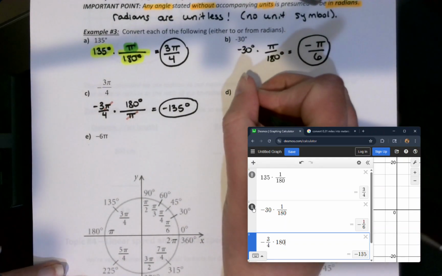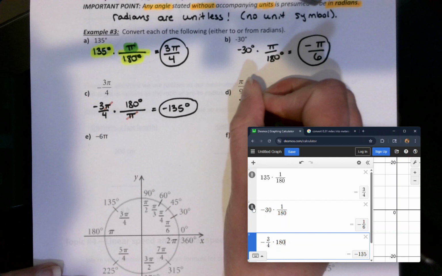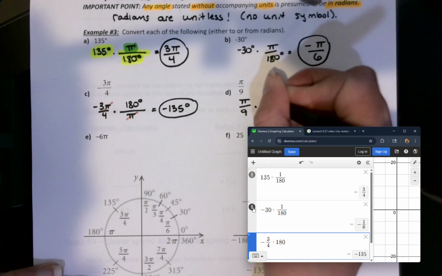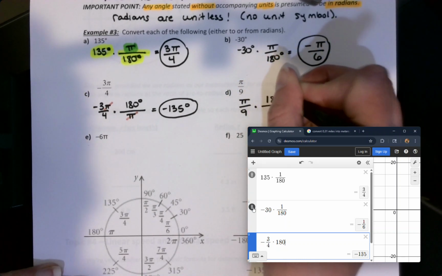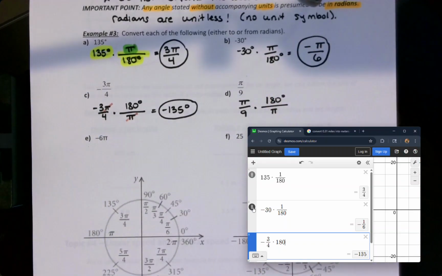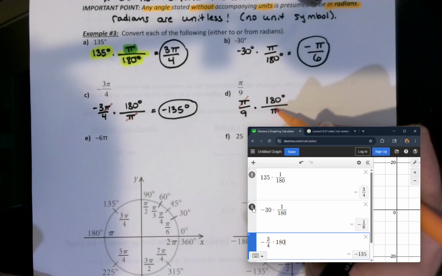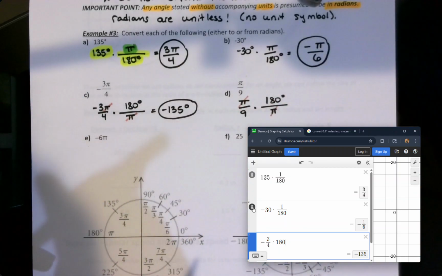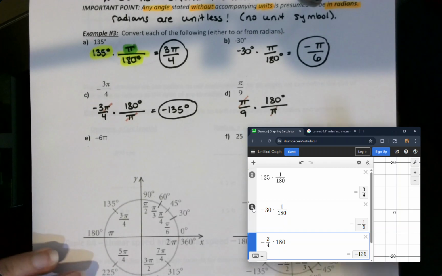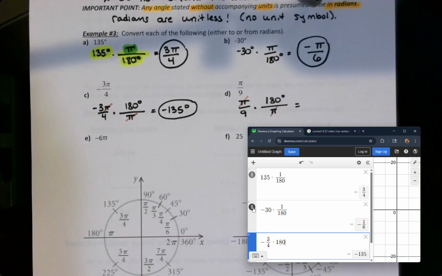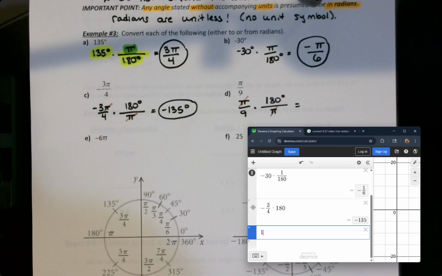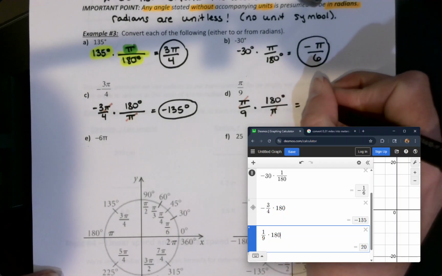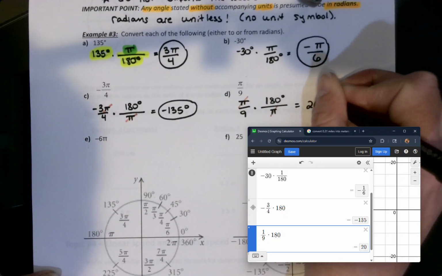For pi ninths, let's work this one similarly. We have pi ninths times 180 degrees over pi radians. We multiply these, and we know that the pi's are going to cancel. That's the reason for putting the radians in the denominator, to get that to simplify and to give me a final answer in degrees. So I've got 1/9 from that first fraction times the 180 over 1 from the second fraction, comes out as 20 degrees.